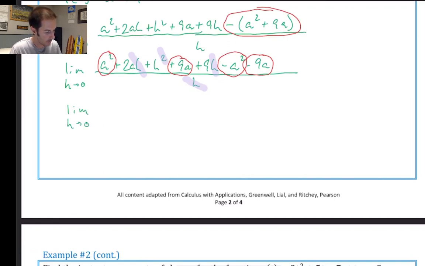As h goes to 0, it's not a fraction anymore, so I think I'll put my square brackets here to make sure it all stays bundled together. We still have the 2a, and plus an h, and plus 9. Now, if we take our limit and apply it to this expression, we can use direct substitution, which is very nice. We don't have any division or anything we have to watch out for. Essentially, this is a polynomial, so we can just plug that h value of 0 in.